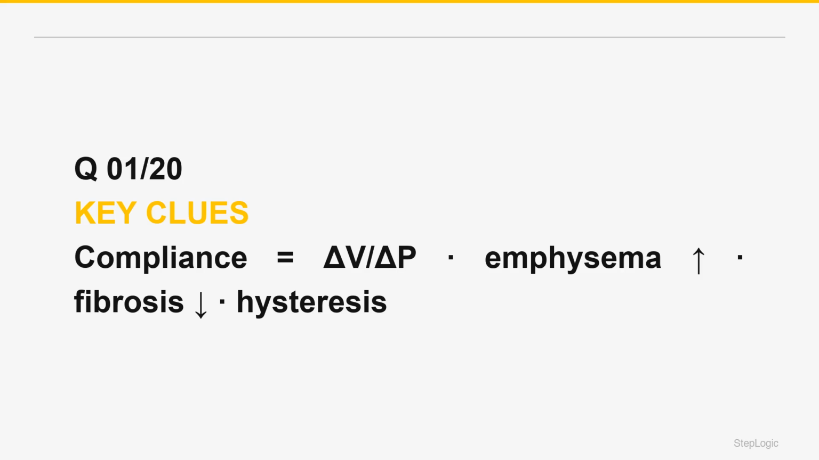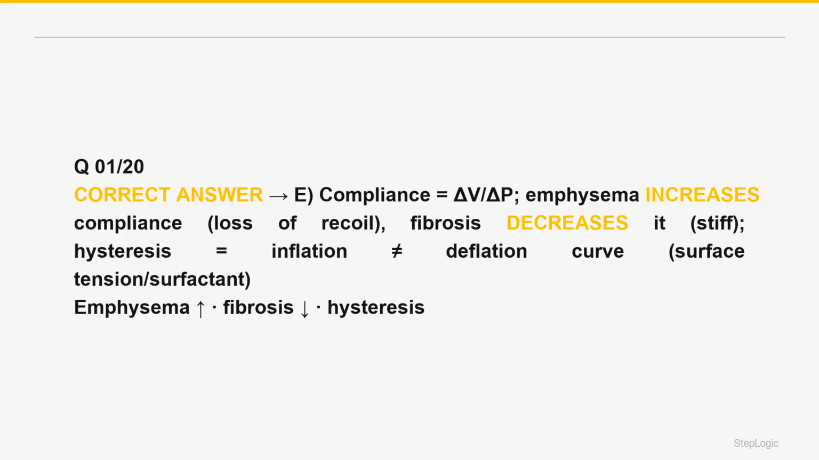Compliance increases, but they don't empty well. In pulmonary fibrosis, the stiff, scarred lungs are hard to inflate. Compliance decreases. The correct answer is E. Hysteresis refers to the observation that the pressure-volume curve during inflation is different from the curve during deflation. The lung follows different paths.